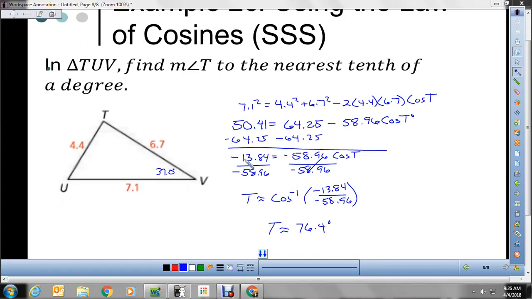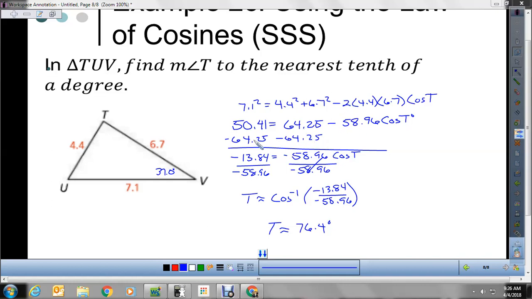All right, let's check your work. So we're looking for angle T, which means we're going to use the side 7.1 over here by itself. So 7.1 squared is going to be 50.41. We take 4.4 and 6.7 squared and add them together to get 64.25. And then the product of 2 times 4.4 times 6.7 is going to be 58.96 times the cosine of T.